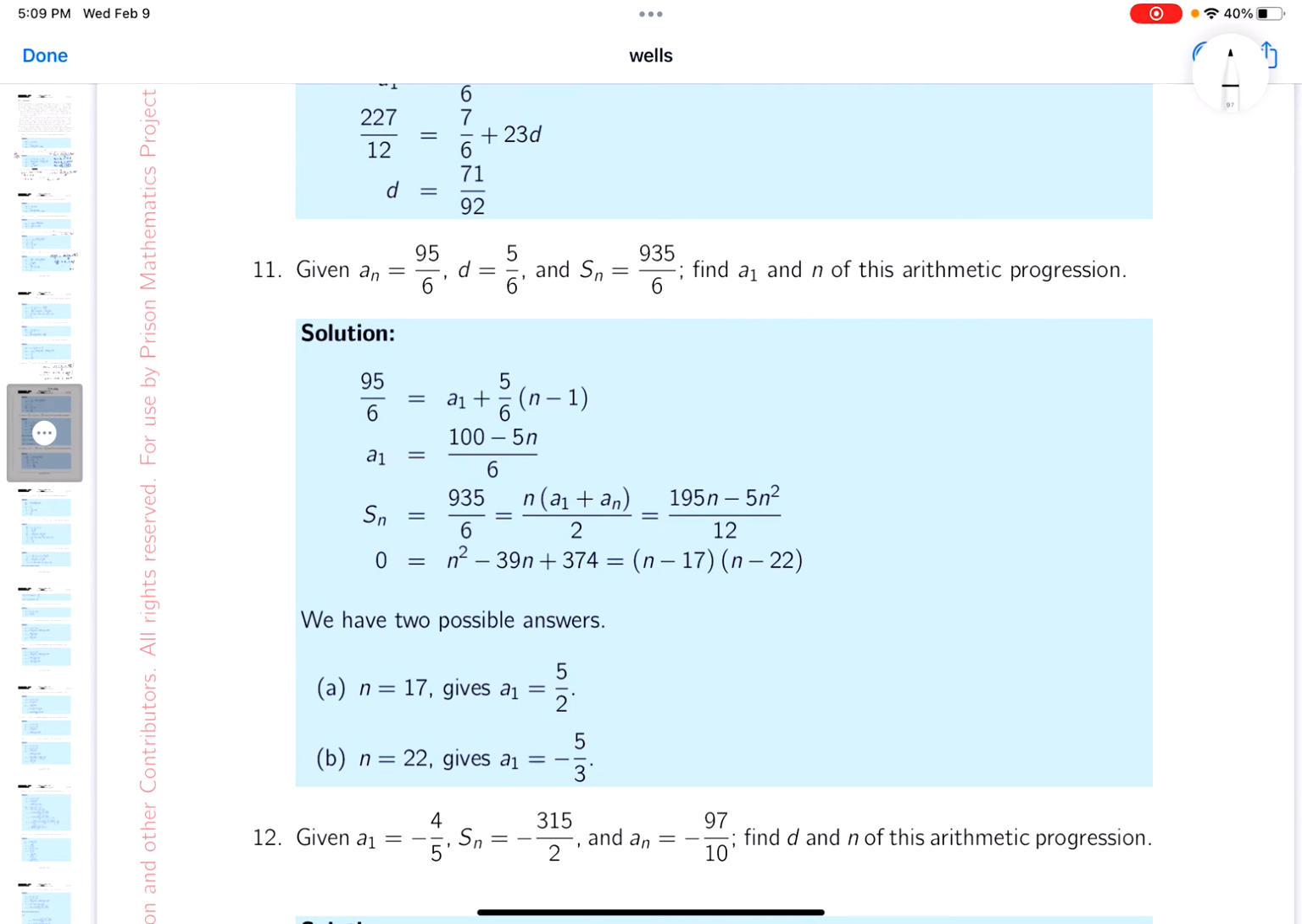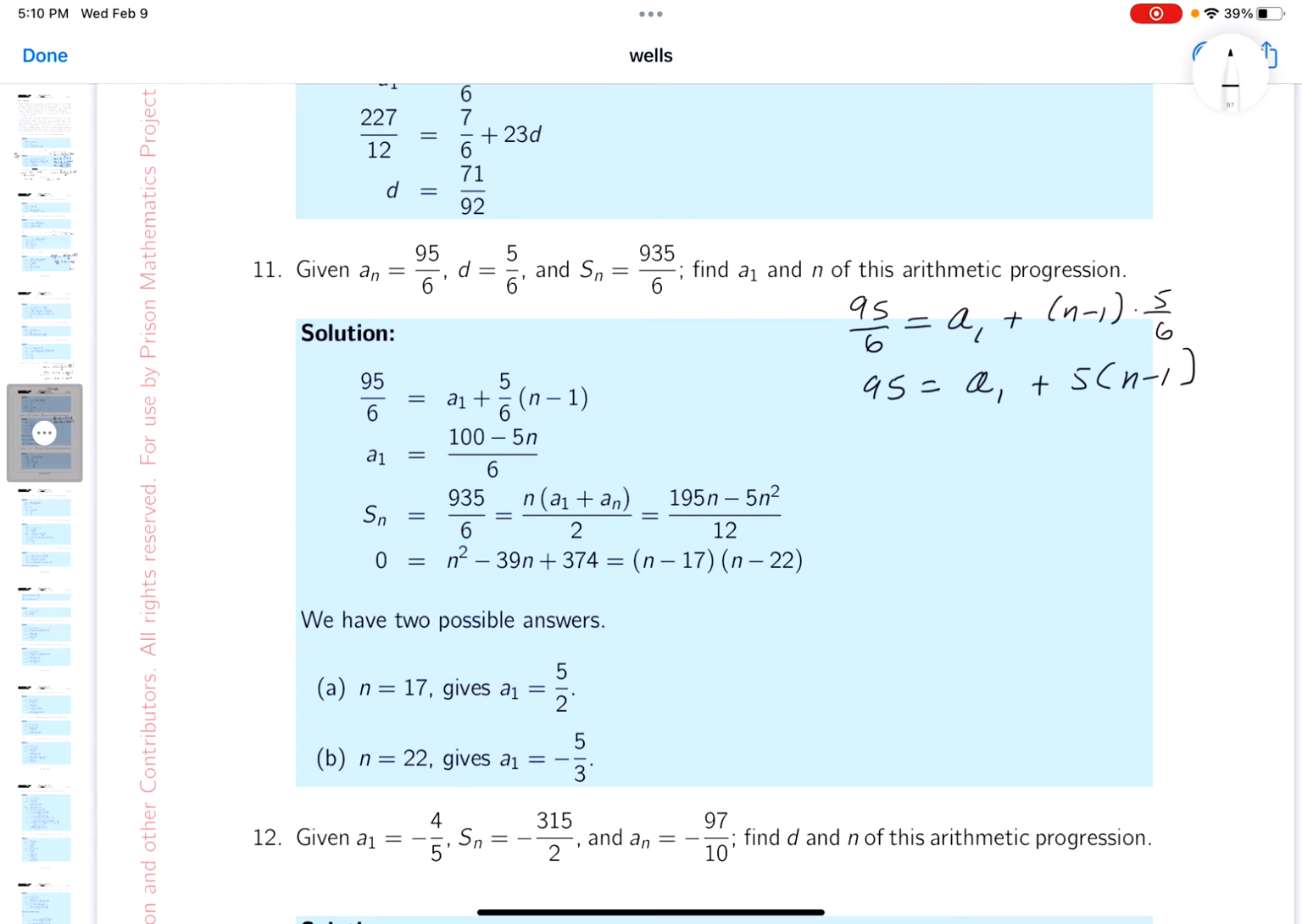Okay, we're going to write things down that they've given me and try to figure it out. One of the things you could write down is, I know a_n, I'll write this over here, is 95 over 6, and that would equal a_1 plus n minus 1 (I know there are two unknowns here, by the way, that's fine) times the d, which is 5/6. I'm going to multiply both sides by 6, and you would get 95 equals a_1 plus 5 times n minus 1.